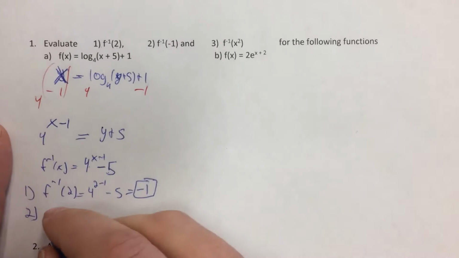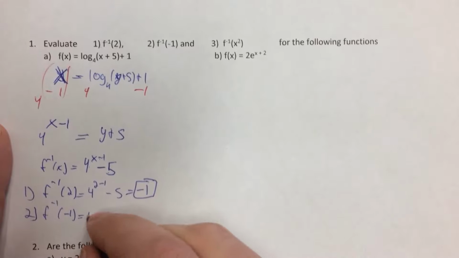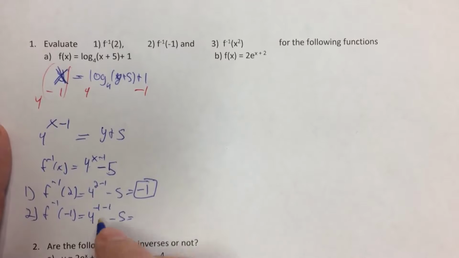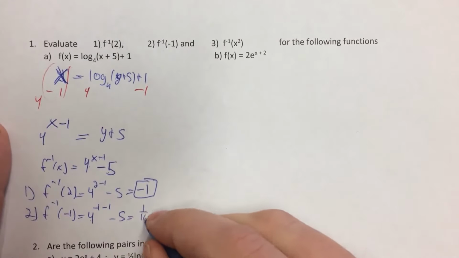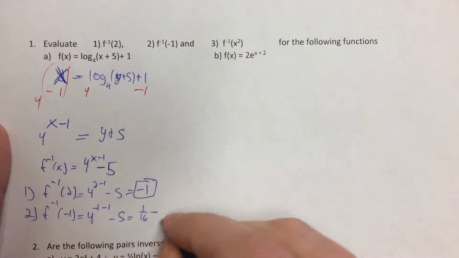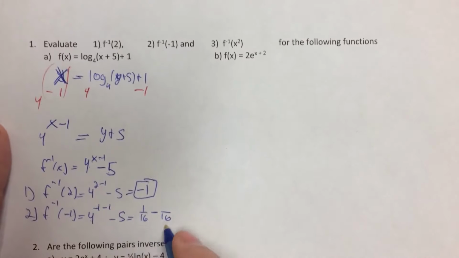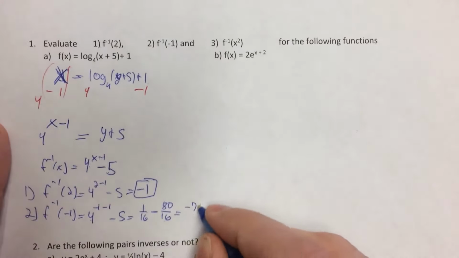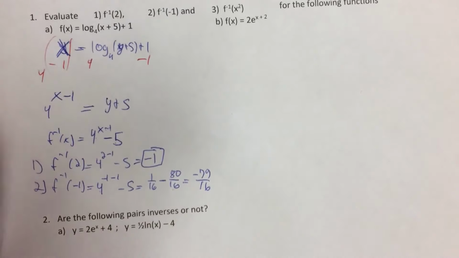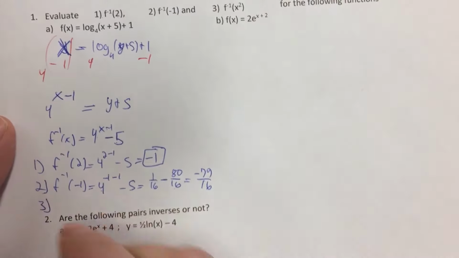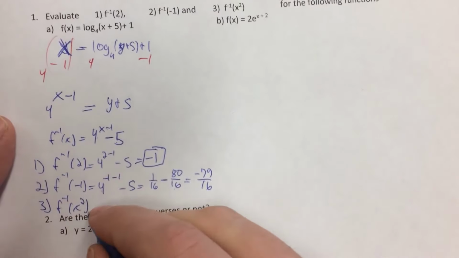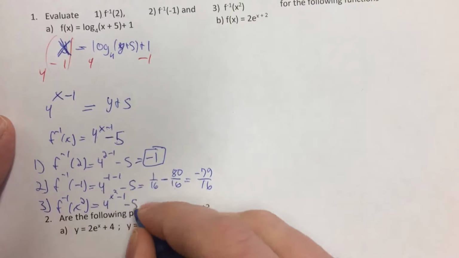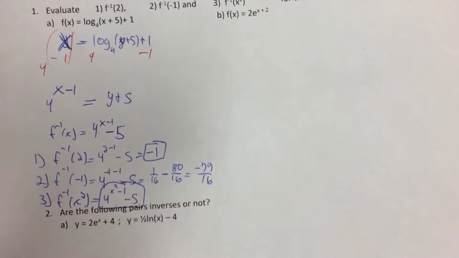F inverse of -1 is 4 to the -1 minus 1 power minus 5. 4 to the -2 power is 1/16. So we've got 1/16 minus 5. To combine those, I need to make them all over the same denominator. So this is 80/16. And so we get -79/16 as f inverse of -1. And the last thing is f inverse of x squared, which is 4 to the x squared minus 1 minus 5. This is a function. That's what f inverse of x squared is.